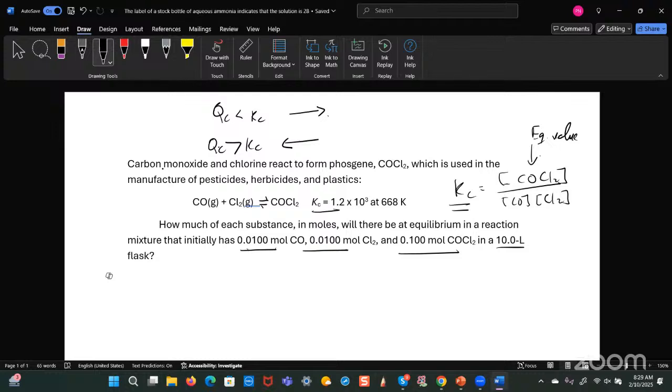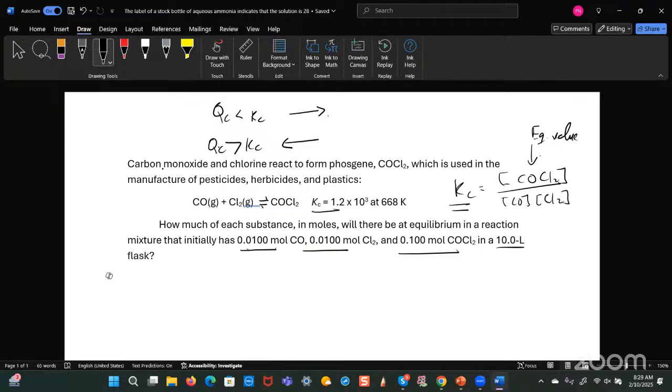So that's the first thing we need to figure out in this particular question. Given the moles that we're given, we have to make a prediction as to which direction the reaction is going to shift. In other words, we need to find out what Qc is, in terms of these values right here.